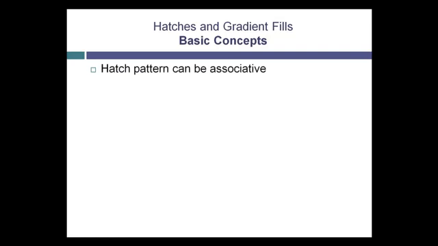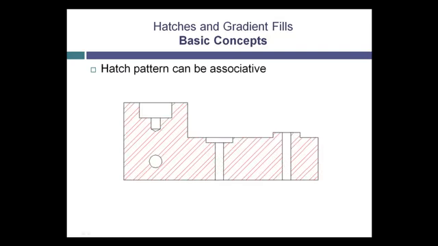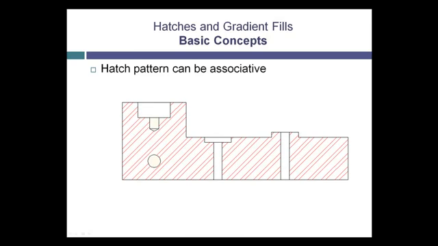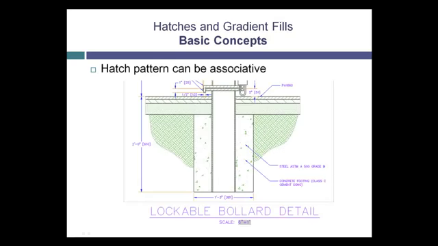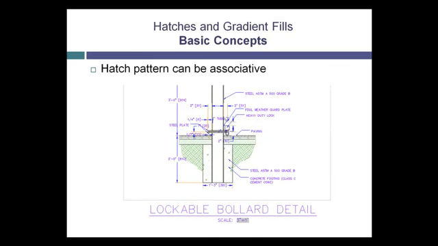Hatch patterns can be associative. That means the hatch pattern automatically adjusts if the size or shape of the area being filled is subsequently changed. Hatch patterns can also be annotative. That means the hatch pattern rescales automatically if the scale of the drawing changes, so that the hatch pattern always displays and prints at the size you specify, regardless of changes to the scale of the drawing.